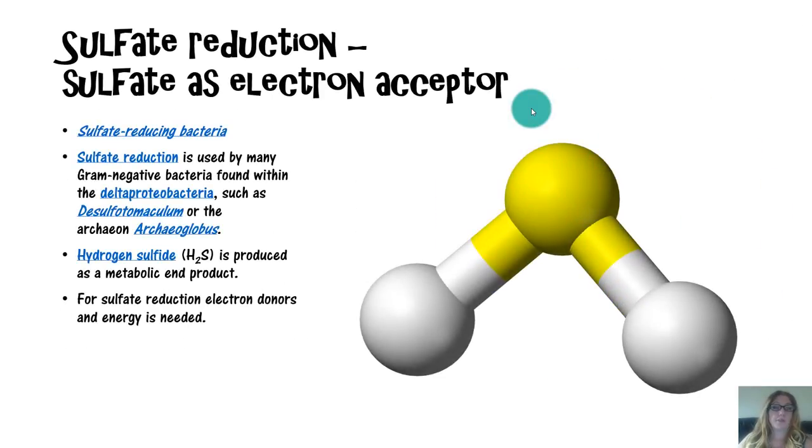Let's look at our sulfate reducers. Our sulfate reducing bacteria. Sulfate reduction is used by many gram-negative bacteria, and these gram-negative bacteria are found in the delta proteobacteria group, such as the Desulfotomaculum. There, that's a little bit better.